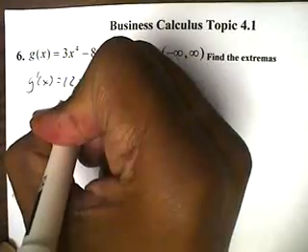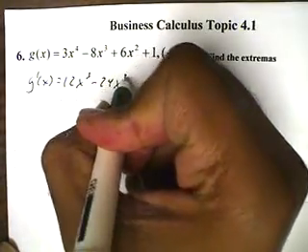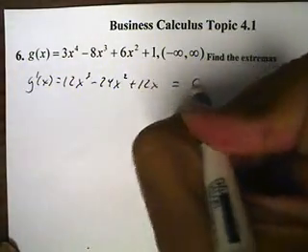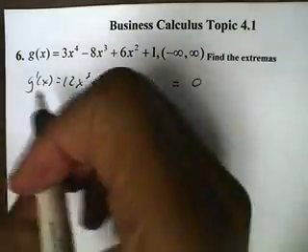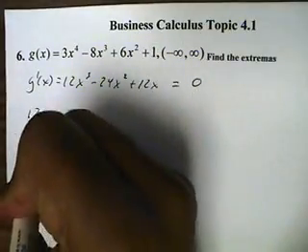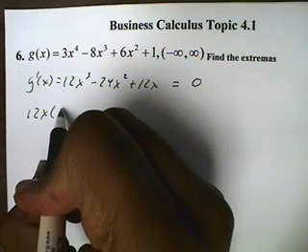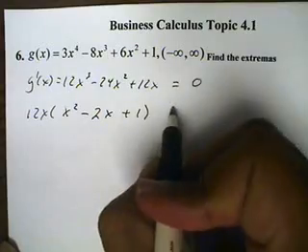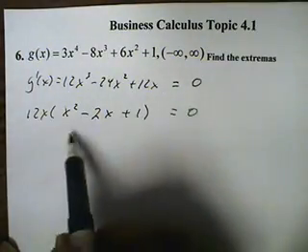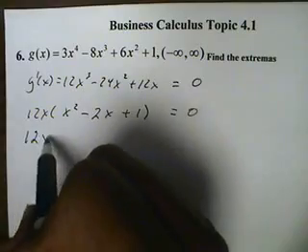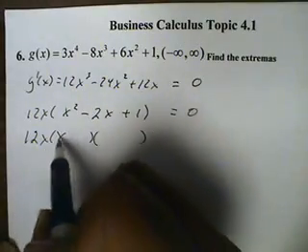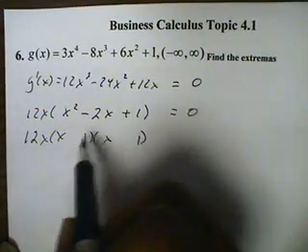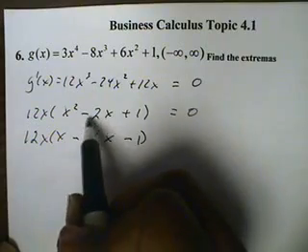We'll get 12x to the third minus 24x squared plus 12x. We'll set this derivative equal to 0 and solve. I have a greatest common factor of 12x times x squared minus 2x plus 1. All this equals 0. This trinomial factors into two binomials, x times x for x squared, 1 times 1 for 1. And the signs have to be the same, so it'll be a negative and a negative in order to get us negative 2x.